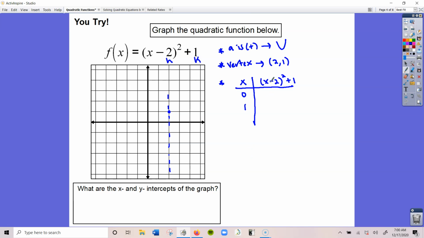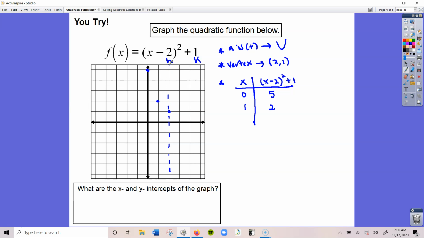So if I plug in 0, we get 0 minus 2, which is negative 2. Negative 2 squared is a positive 4, and 4 plus 1 is 5. So that's one coordinate. Now we're going to plug in 1. 1 minus 2 is negative 1. Negative 1 squared is a positive 1, and positive 1 plus 1 is 2. So these are my two coordinates, (0, 5) and (1, 2).